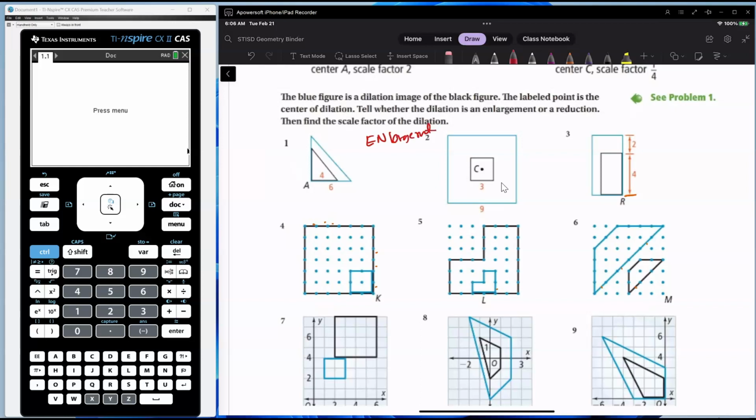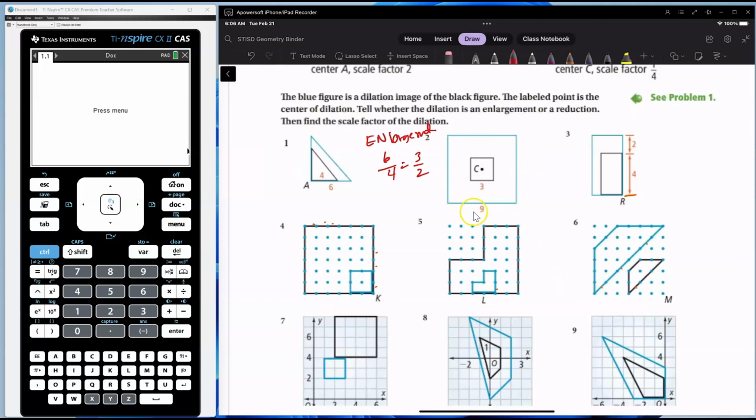And remember, we want to start off with what was our image amount. In this case, it's 6. And our pre-image is 4. And we know that we can simplify this by a factor of 2, so it's going to be 3/2. So this was an enlargement.